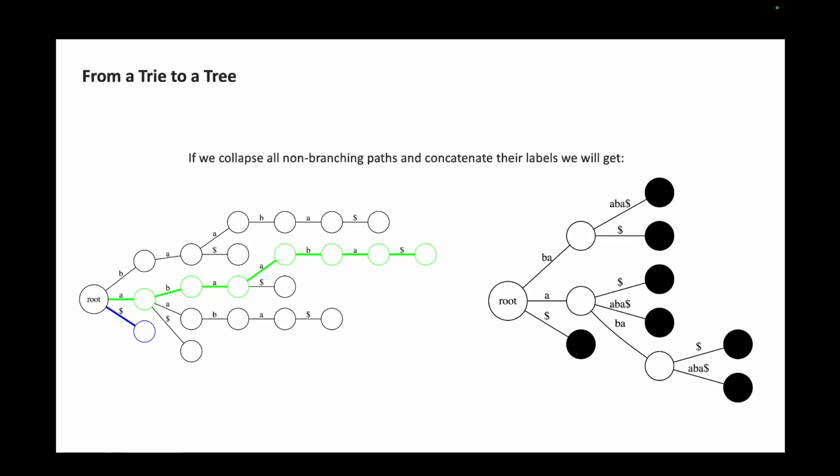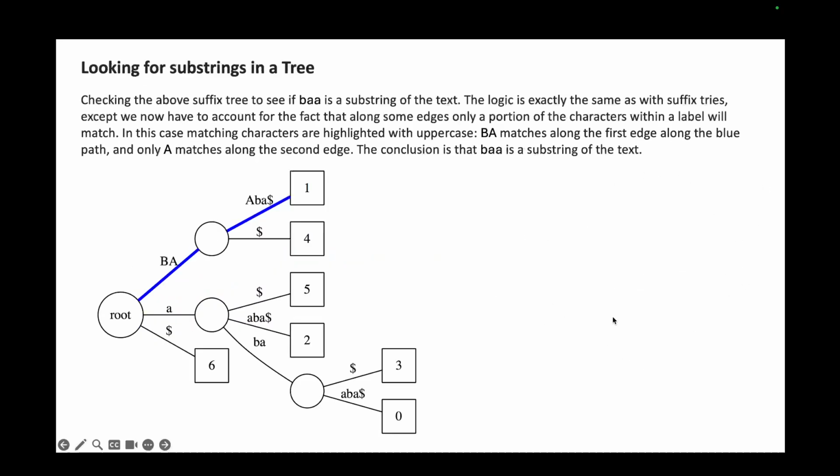Now, a trie is basically a branching tree. If you collapse all non-branching paths, so basically you collapse these A dollar into one node, and you concatenate the labels, what you get is a suffix tree, which is on the right hand side.